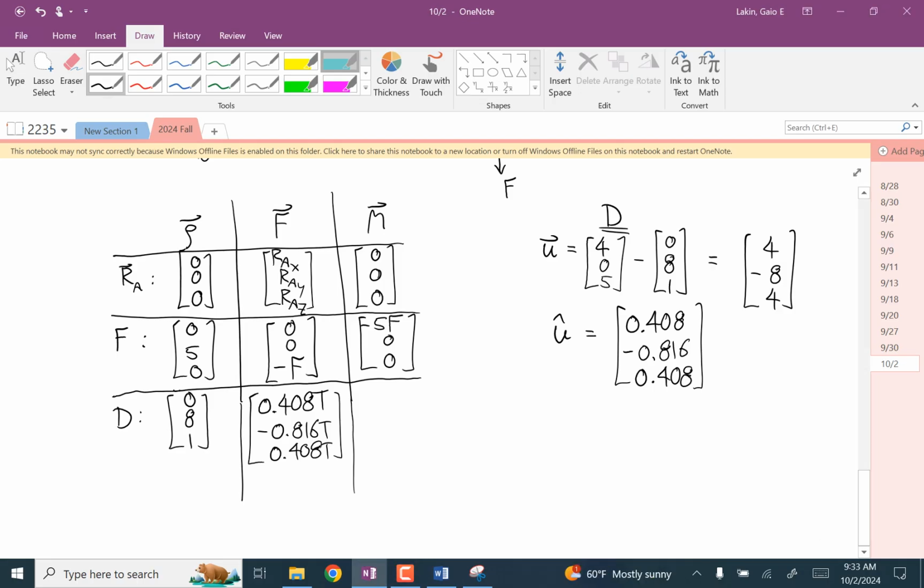Okay, so this one I have 4.08 T, 0.408 T, and negative 3.264 T.